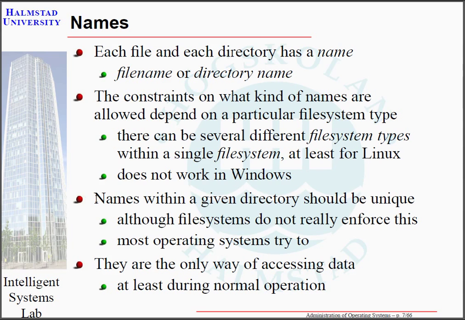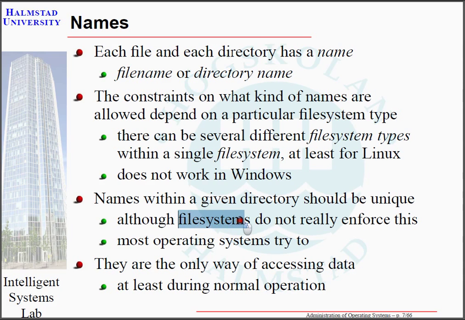And also within a given directory, names should be unique because names are the only way you have to access the data. But typically, it's not really the file systems that enforce it. It's only the operating system that enforces it. When you create a file, it first checks that there is no file with the same name. And if there isn't, only then does it allow you to create a file.